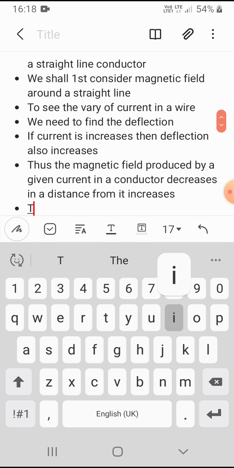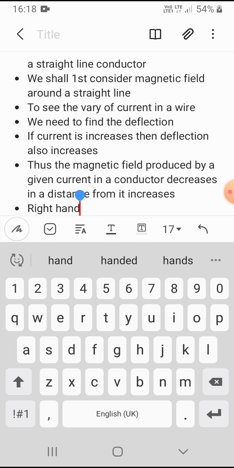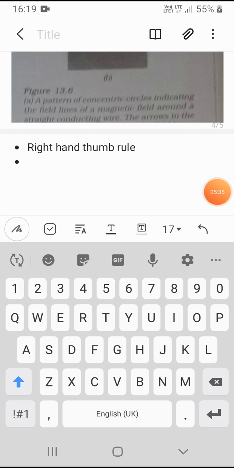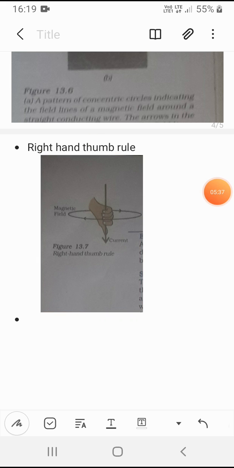So, the right hand thumb rule. What is this right hand thumb rule? I will explain. This is an image of the right hand thumb rule that is given in your textbook. This is the magnetic field around the thumb, and this is the current coming from up to down.